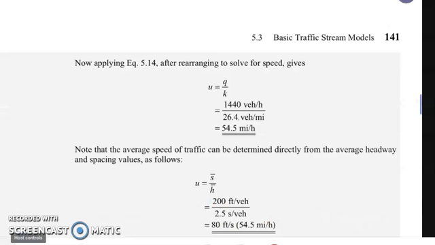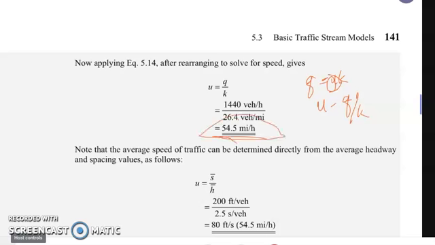For us to compute the speed, we have the relationship from a while ago that Q is equal to U times K. Solving for U, we have Q over K. We simply substitute the values for Q and K that were computed, flow and density. So our speed now is equal to 54.5 miles per hour.